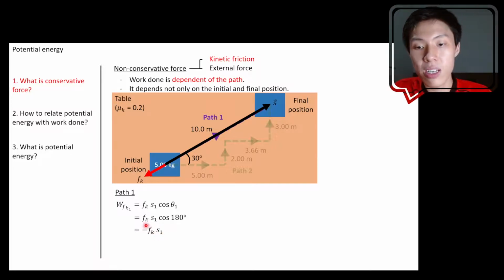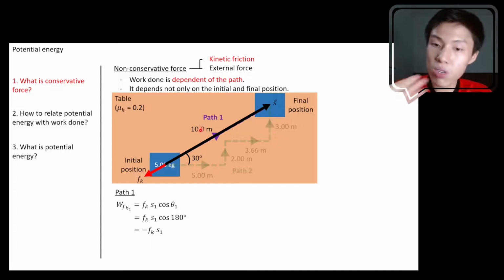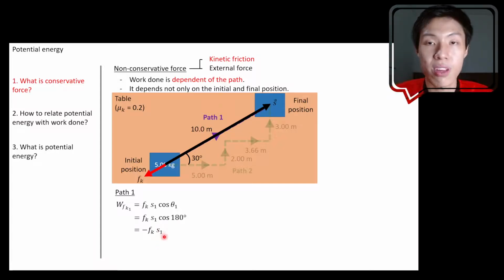Of course, you can find the magnitude of kinetic friction by taking mu k multiplied by normal. In this case, the normal is just equal to the weight. So you can get your magnitude of kinetic friction, and you can get your displacement, which is 10 meters. So you do the calculation yourself and you arrive at an answer, which I will not put here, because I'm focusing on whether they are the same or not. And I think I can prove it without showing you the exact number for the work done.